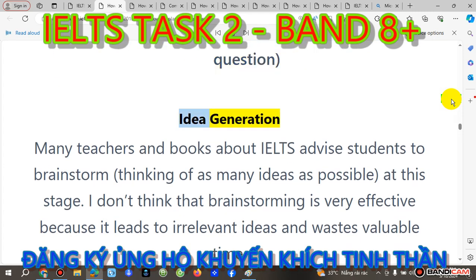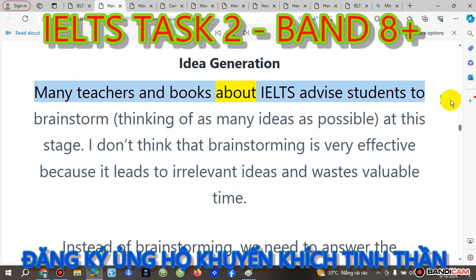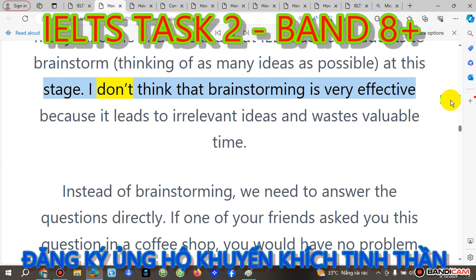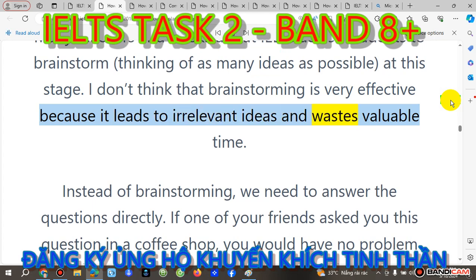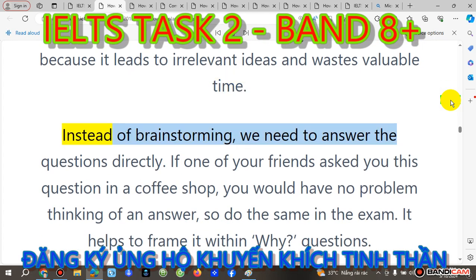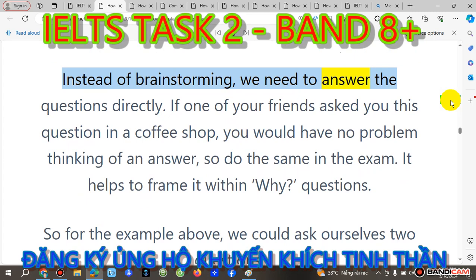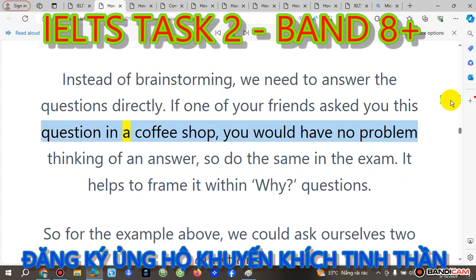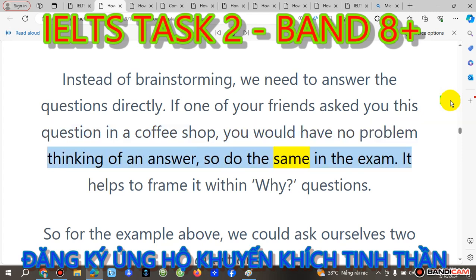Idea generation. Many teachers in books about IELTS advise students to brainstorm, thinking of as many ideas as possible, at this stage. I don't think that brainstorming is very effective because it leads to irrelevant ideas and wastes valuable time. Instead of brainstorming, we need to answer the questions directly. If one of your friends asked you this question in a coffee shop, you would have no problem thinking of an answer, so do the same in the exam.